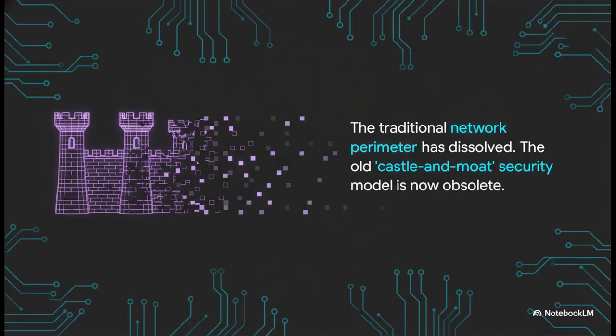So the very first thing we have to accept, the first rule of this new world, is that the old way of thinking about security, it's just obsolete. The idea of a single strong wall protecting a trusted inside from a dangerous outside, it just doesn't work anymore. With cloud services, remote work, and all our apps talking to each other 24/7, that perimeter has completely dissolved.